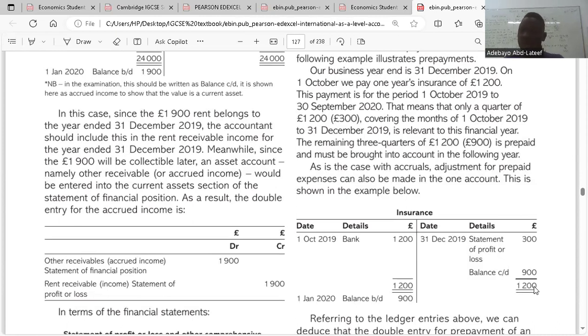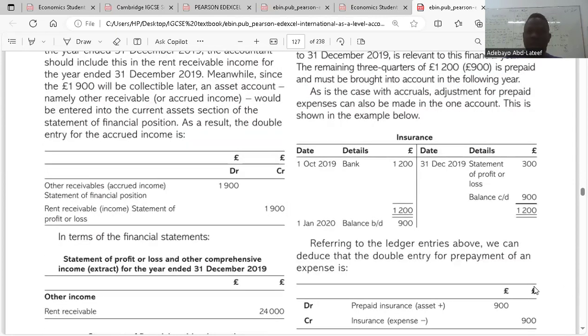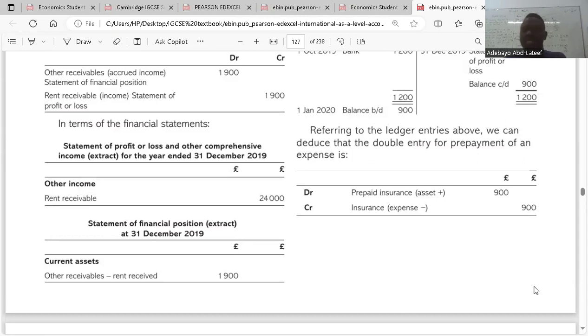In our statement of financial position, we're going to have other receivables as rent received for 1,900 on the debit side. In our statement of profit or loss, we're going to have rent receivable. The total amount we are supposed to receive, which is 24,000, will be recorded in our statement of profit or loss. And 1,900, which is not yet received for the service that we have rendered, will be other receivables as 1,900. That is how we prepare accrued income and accrued expenses.